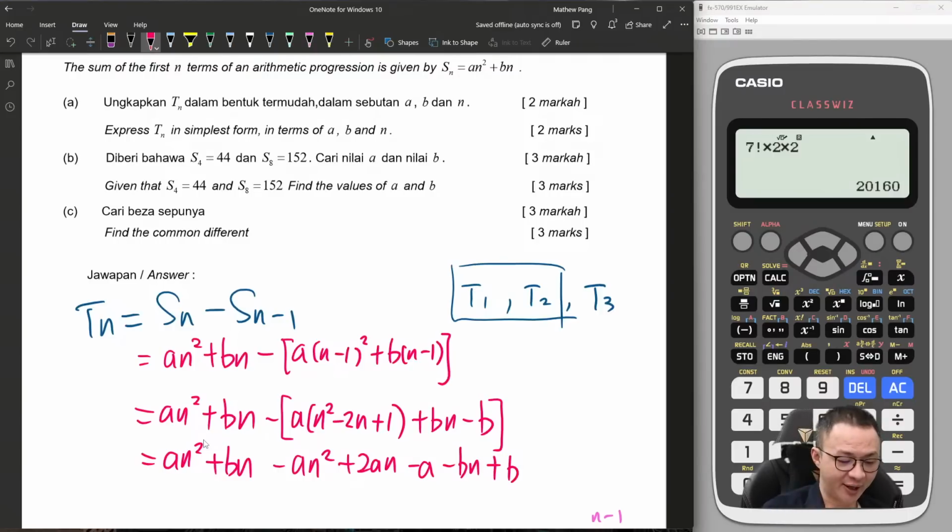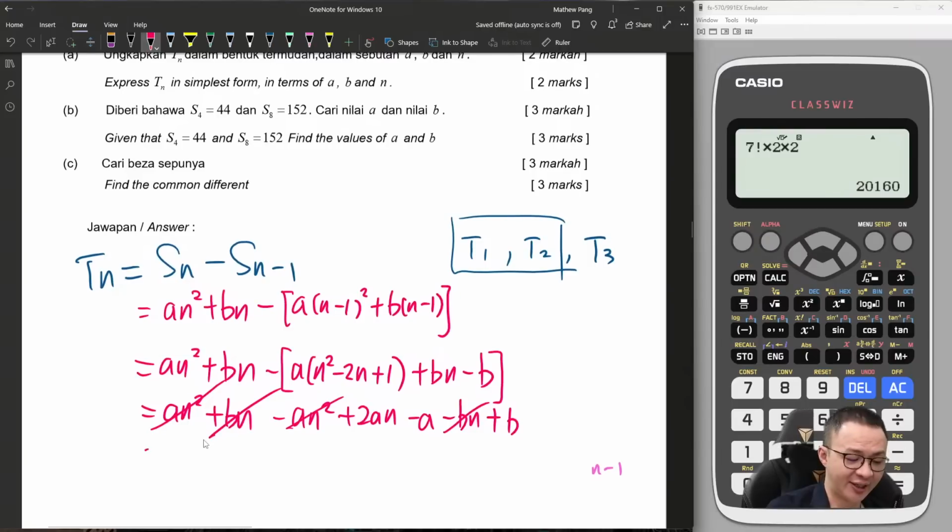I hope I didn't make any carry mistake in the process. This one I cancel, this one I cancel, bn and bn I cancel. So the final answer is 2an minus a plus b. Done. Okay, this is how we get the Tn, just by solving a little bit of algebra.